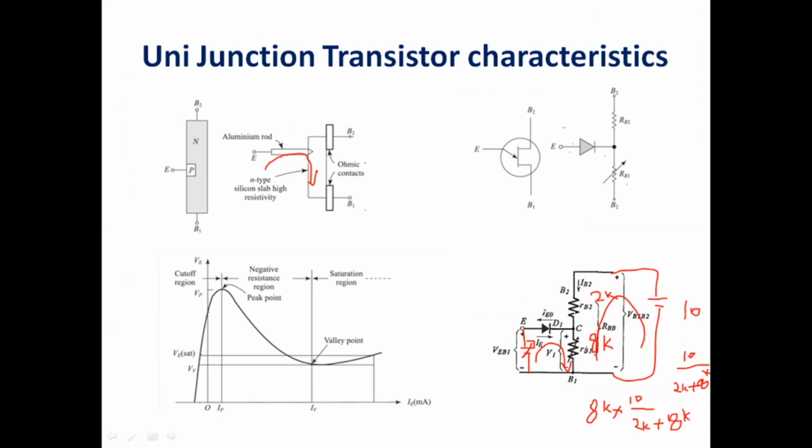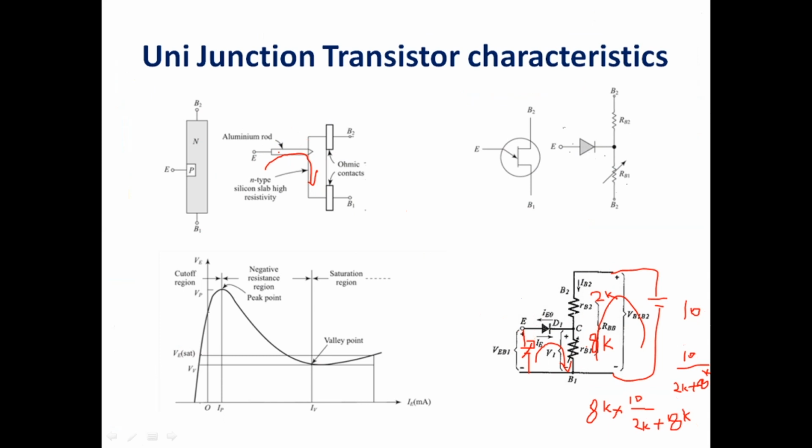How much is that? The 10s cancel each other, k cancels with milli, so 8 volts. So the voltage drop across this is 8 volts. If you consider this as 0.5, then only when the applied voltage is more than 8 plus 0.5 is this forward biased. When the applied voltage is more than 8.5 volts, this is forward biased. Until that, this is not forward biased.